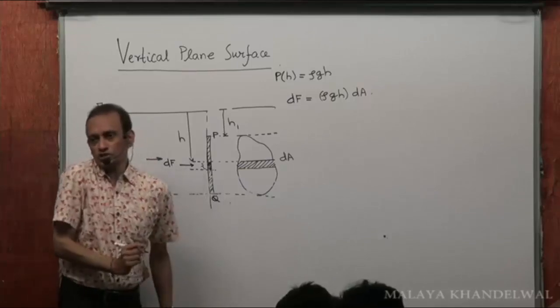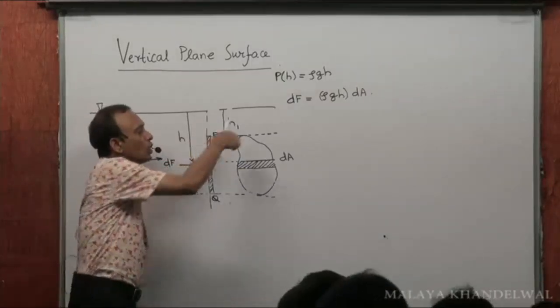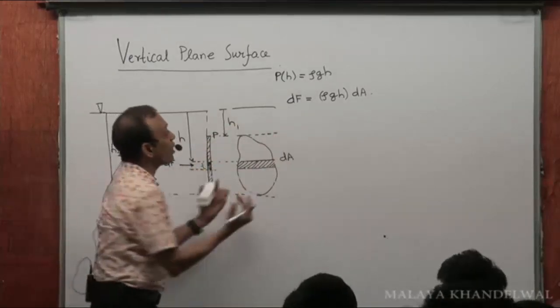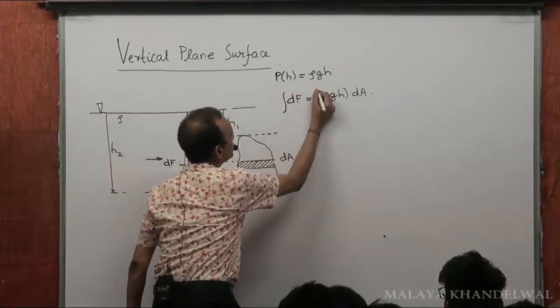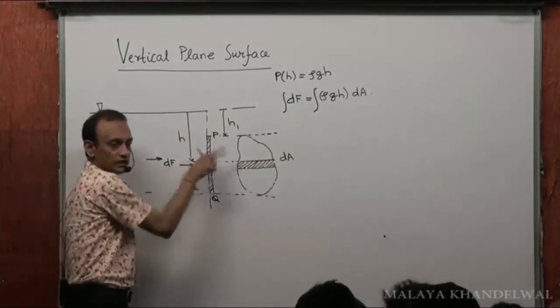The total force on the surface, and all these forces, all the dFs, are normal to this plane surface. They are in the same direction. That means I can perform an ordinary summation of all these dFs. All the dFs are in the same direction. They are normal to the surface. When you see from here, they are in this direction.